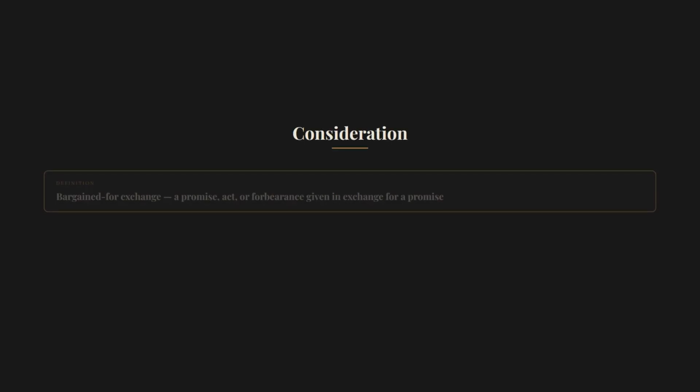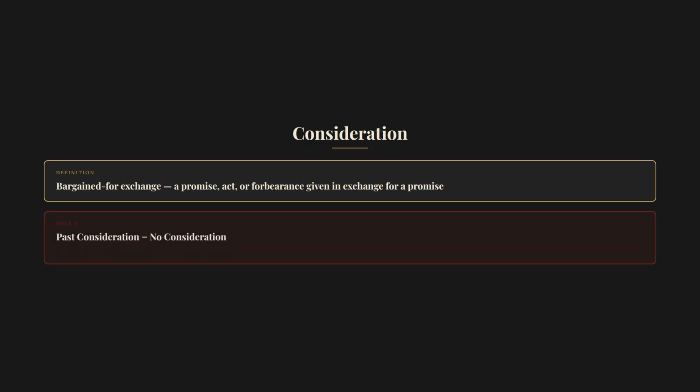Sounds familiar, right? Consideration is the bargain for exchange: a promise, an act, or a forbearance given in exchange for a promise. 2 rules matter here.